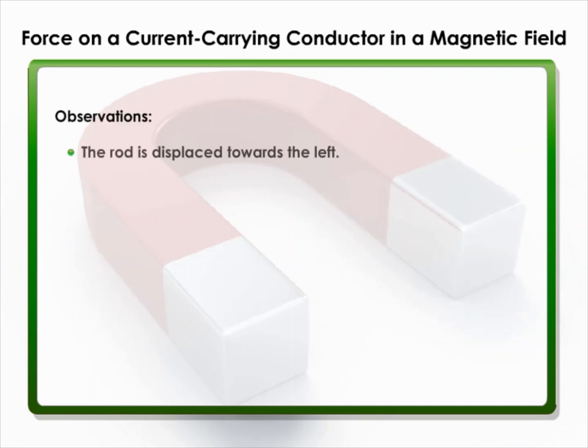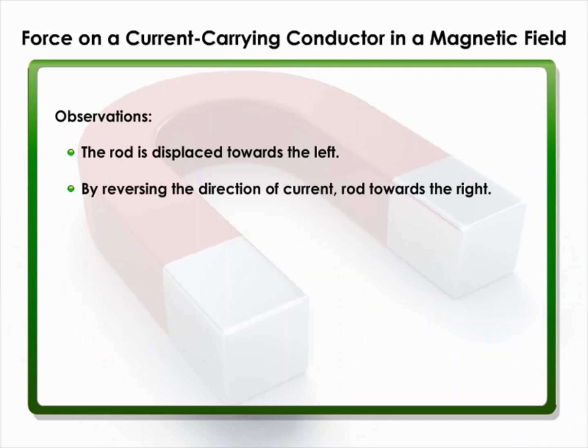It's observed that the rod is displaced towards the left. You will notice that the rod gets displaced. Reverse the direction of current flowing through the rod and observe the direction of its displacement. It is now towards the right. The displacement of the rod in the above activity suggests that a force is exerted on the current-carrying aluminum rod when it is placed in a magnetic field. It also suggests that the direction of force is also reversed when the direction of current through the conductor is reversed.